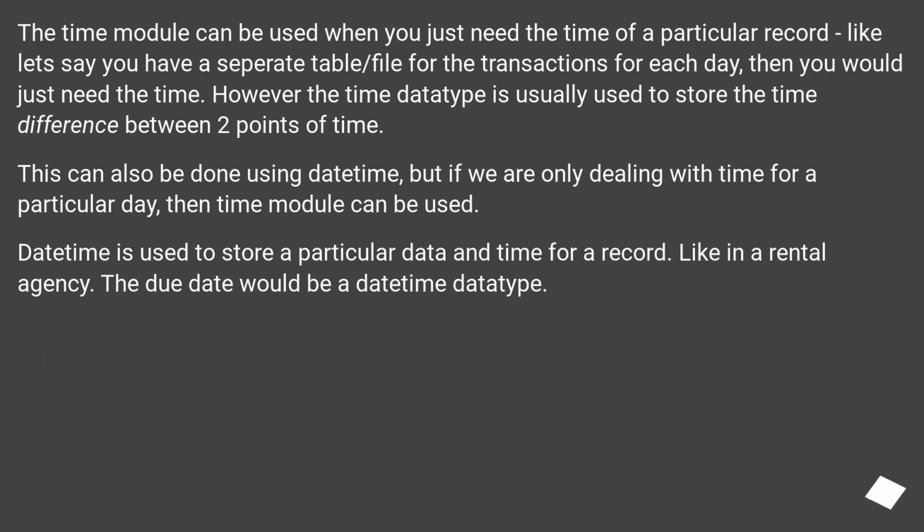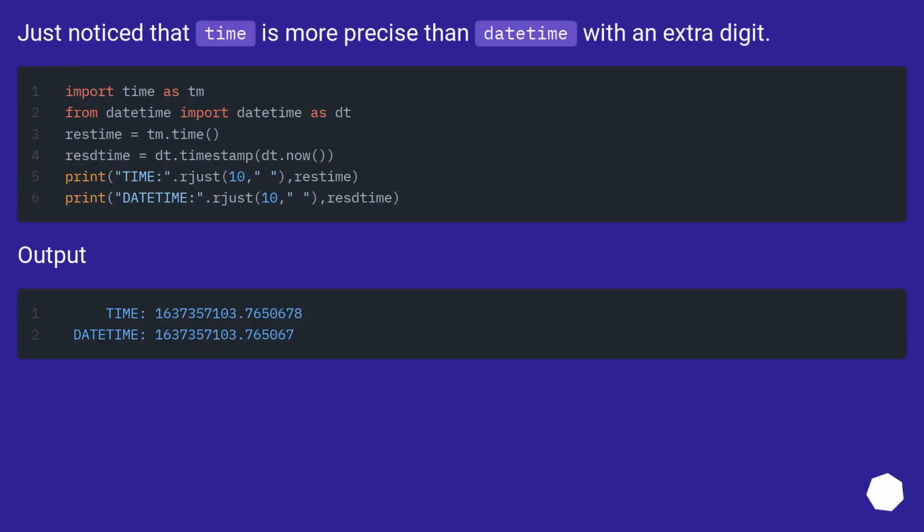Datetime is used to store a particular date and time for a record. Like in a rental agency, the due date would be a datetime data type. Just notice that time is more precise than datetime with an extra digit.